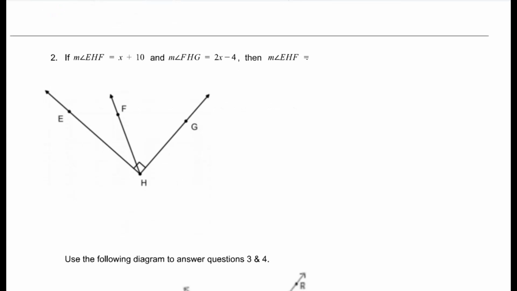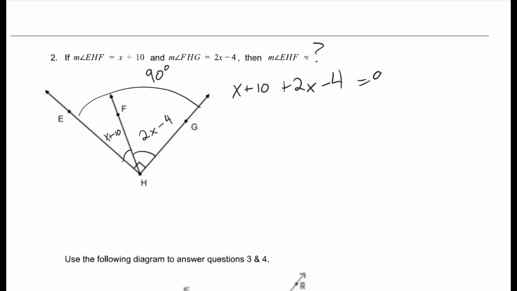Number 2, if the measure of angle EHF, right there, is x plus 10, and the measure of angle FHG is 2x minus 4, then the measure of angle EHF equals what? So you might look at this and think that you don't have enough information, but notice that they gave you that box there for angle EHG, the bigger angle. So that's saying the whole angle altogether is 90 degrees. So if I sum up my parts of this angle, I can set it equal to the whole, because I know that altogether it should make a right angle.